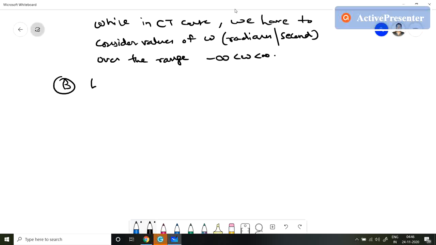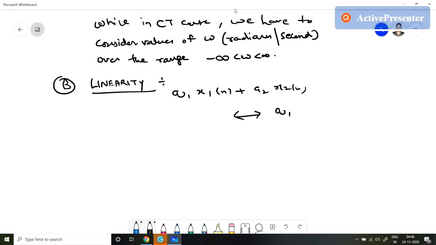Let us see the linearity property. So we have a1 x1 n plus a2 x2 n. That discrete time Fourier transform is a1 X1(omega) plus a2 X2(omega). This is called the linearity property. Then we have another very important property. This property is called the time shifting property.